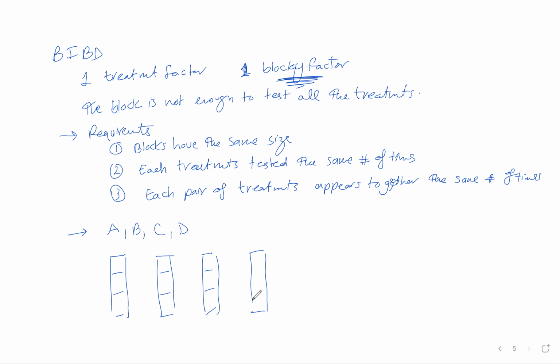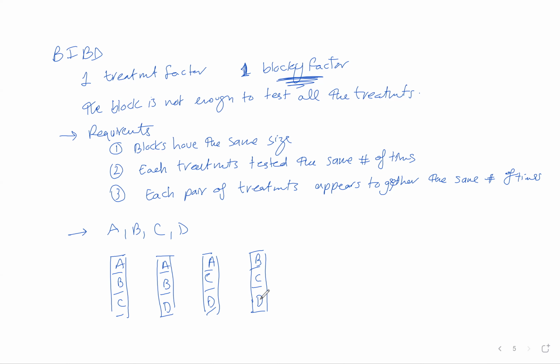Let's assume we have 4 blocks. The first block is used to test treatment A, treatment B, treatment C. The second one is treatment A, treatment B, treatment D. The third one is treatment A, treatment C, treatment D. The last one is treatment B, C, D. Let's see whether this is a balanced incomplete block design or not.